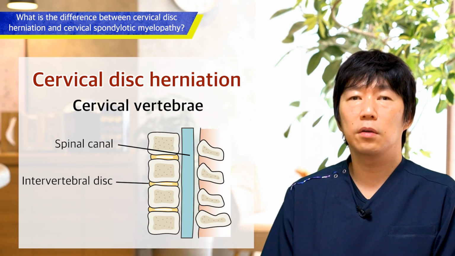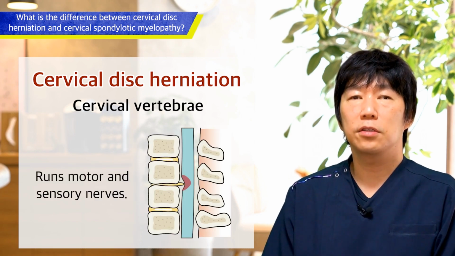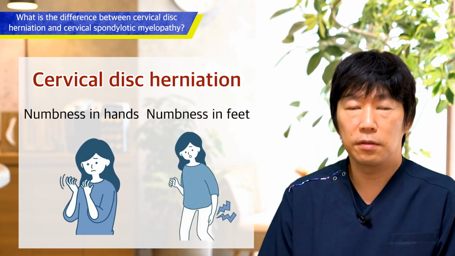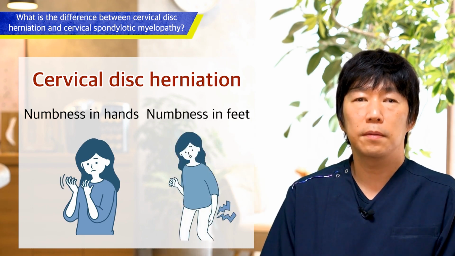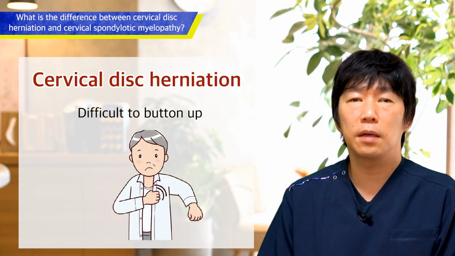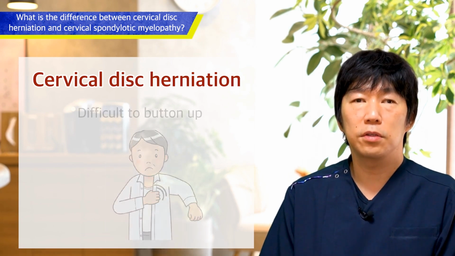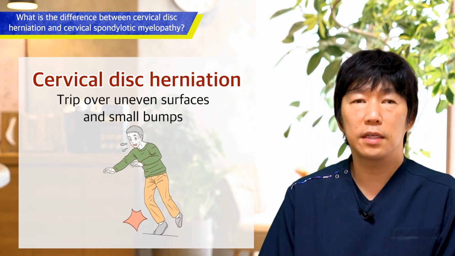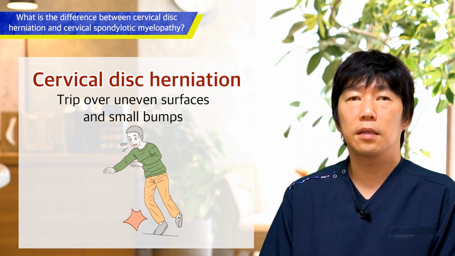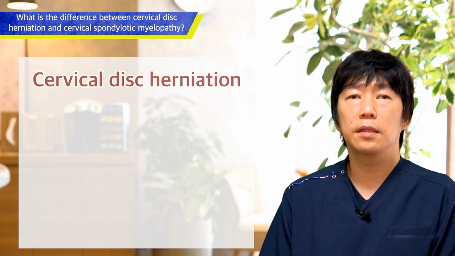And since the spinal cord located behind the cervical vertebrae runs motor and sensory nerves to the hands and feet, here, the intervertebral disc forms and compresses the spinal cord, causing numbness in the hands or feet. In addition to that, it becomes difficult to hold chopsticks and fastening buttons becomes a bit tricky. Other symptoms include a decrease in leg strength and tripping over even small steps. And another case is cervical spondylotic myelopathy.